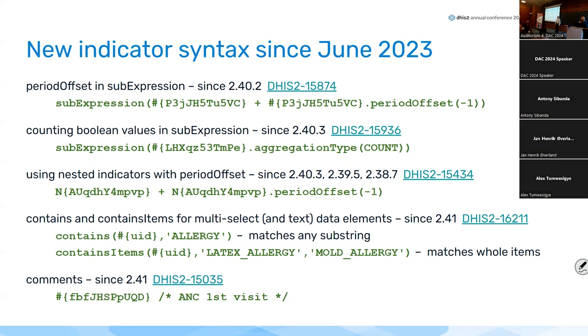And this works for program indicators as well. Right. And these are implemented across the board: program indicators, predictors, validation rules. So you can imagine a scenario where we have an enrollment or program indicator where we say, count the number of patients that came in that had a latex allergy and a mold allergy and whatever else. All of that is coming from a single drop-down menu that's a multi-select option set.